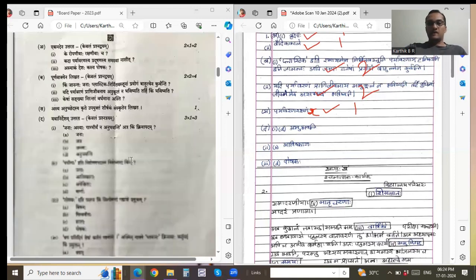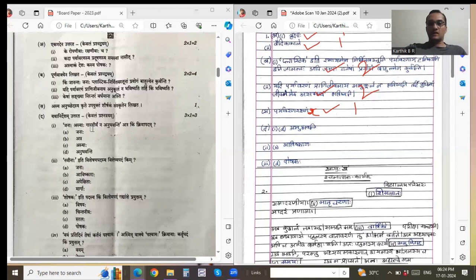Next, the main grammar-based questions. Yatha nirdesham uttarata, do as directed, answer as directed. Only 3 questions, 3 multiplied by 1 is equal to 3. Here again 3 questions have to be answered, and they are MCQs. So choose the correct option. Janaha asyaha gambhiryam na anubhavanti, atra kim kriyapadam? What is the kriyapadam, the verb, in this sentence? It is very clearly understandable. Anubhavanti. The student has written correctly.